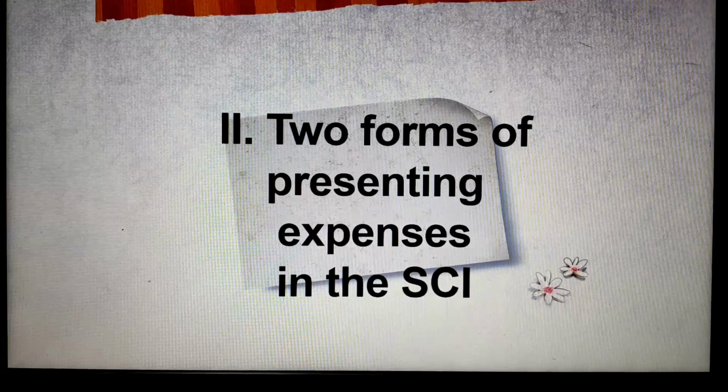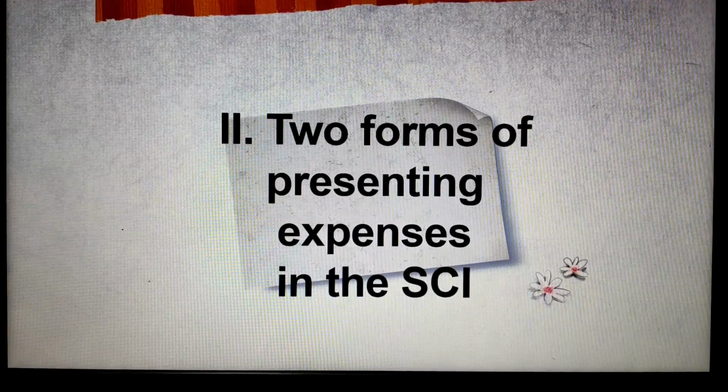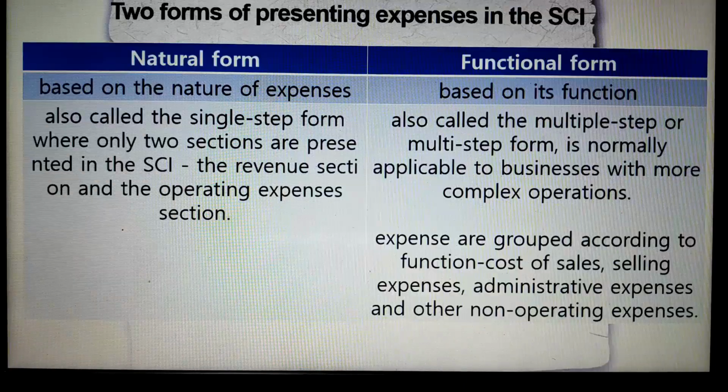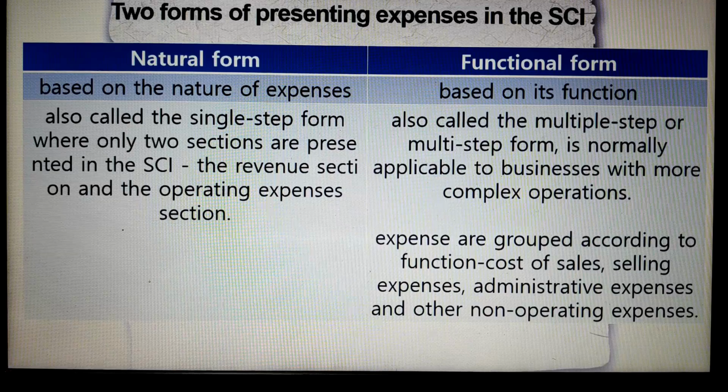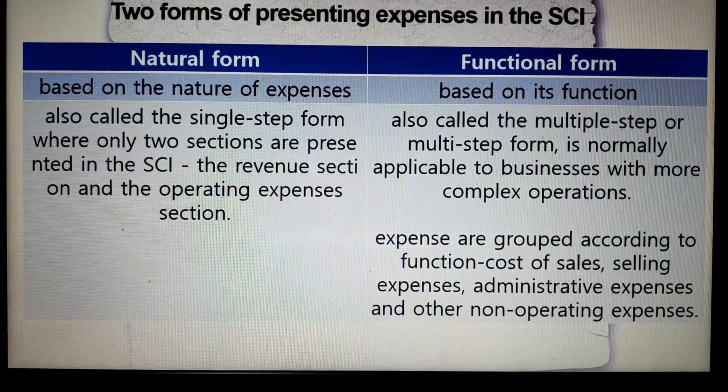So there are two forms of presenting expenses in the statement of comprehensive income. The two forms are the natural form and the functional form. For the natural form, which we will be discussing in this video, is based on the nature of expense, also called the single step form, where only two sections are presented in the statement of comprehensive income: the revenue section and the operating expenses section.